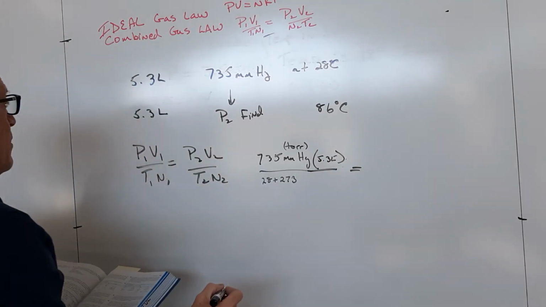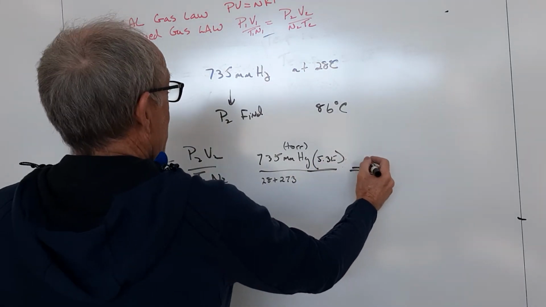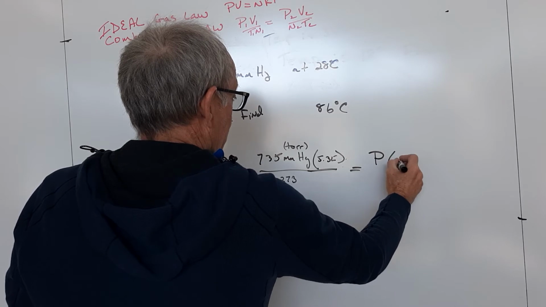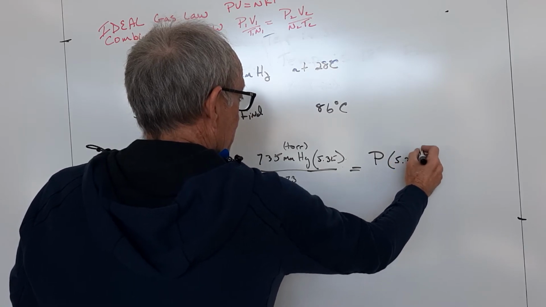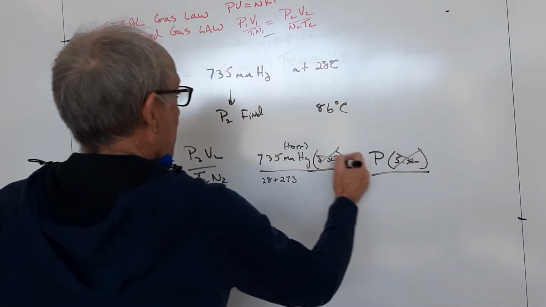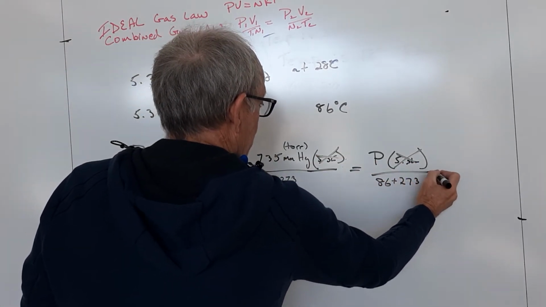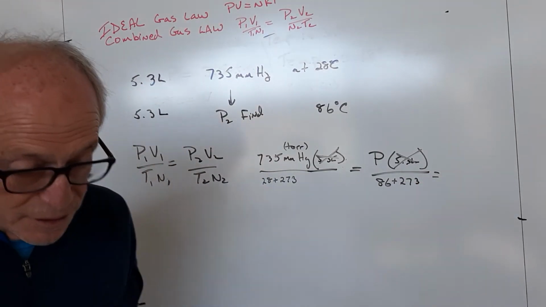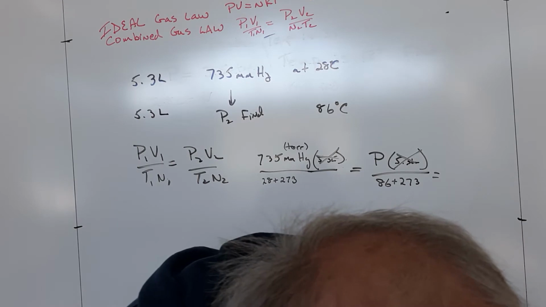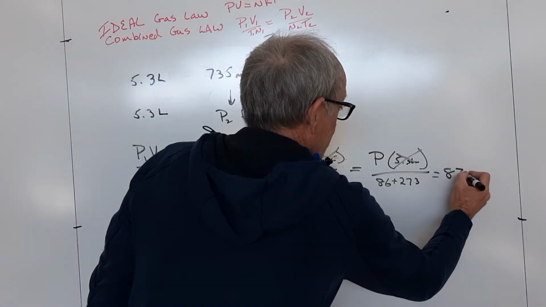And that's going to be equal to, the pressure stays the same, the volume stays the same, so that's good. So now it's going to be my pressure times 5.3 liters. These are both the same, so I don't have to put them in. Divided by 86 plus 273. And the answer to that is going to be 877 millimeters of mercury.